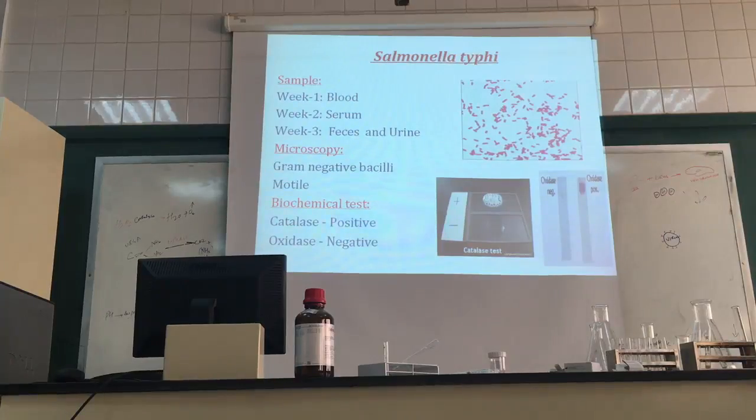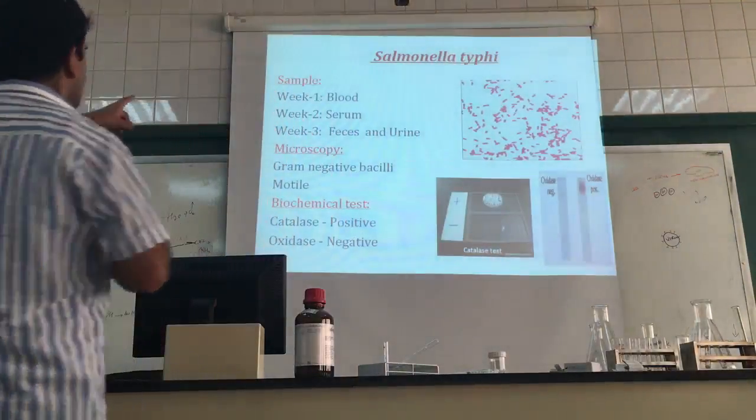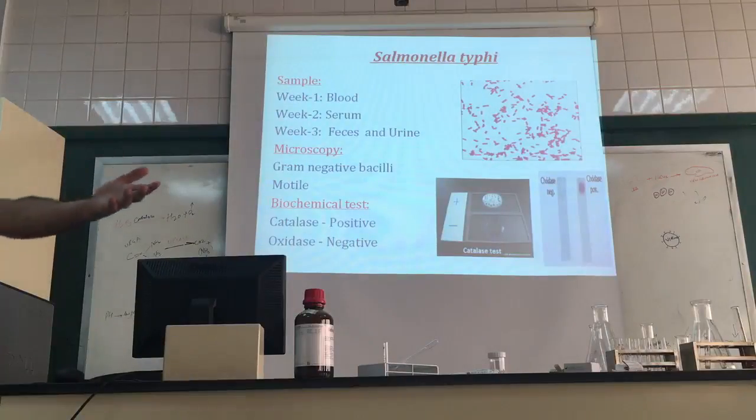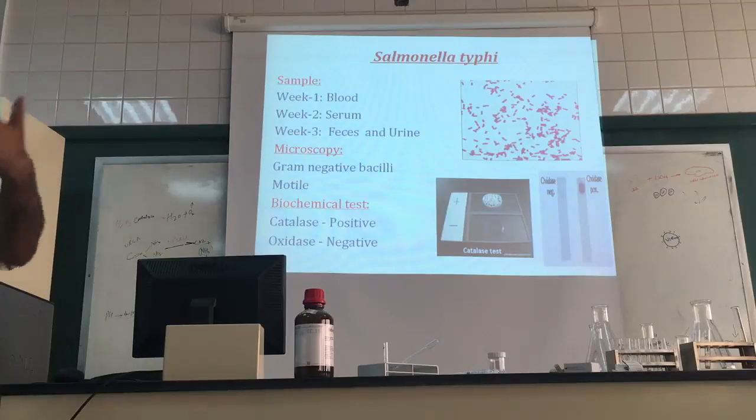So when we have Salmonella, to identify this microbe, it depends on the stage of the infection. If it is week 1, just a recent infection, you can take blood as a sample, okay? We get this information from the patient when we ask how long he has been ill. Week 2, it is in the serum. Week 3, in the feces and in urine. So usually blood is considered the right sample to diagnose the microbe Salmonella.